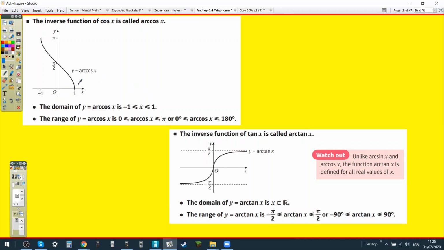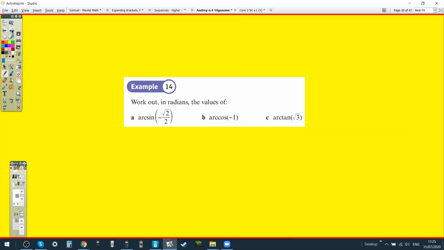Okay, so that's what arccos looks like. It's a rotation of cos, or a reflection in the line y equals x. Same with arctan, and it's been restricted. That's what they look like. You can graph them, you can do them manually.